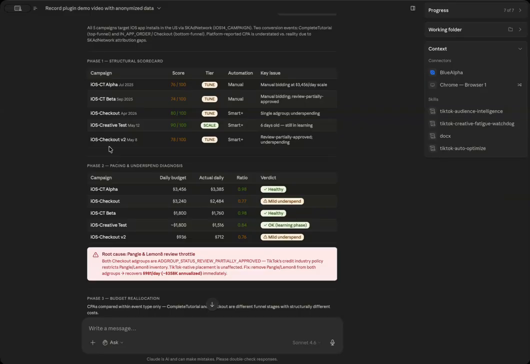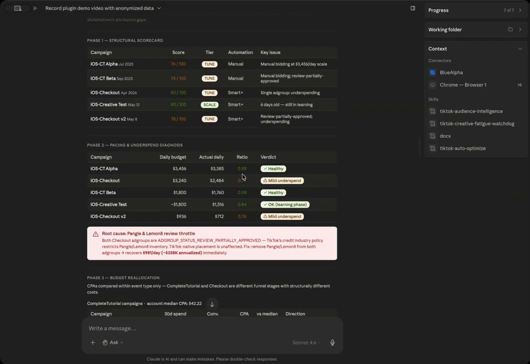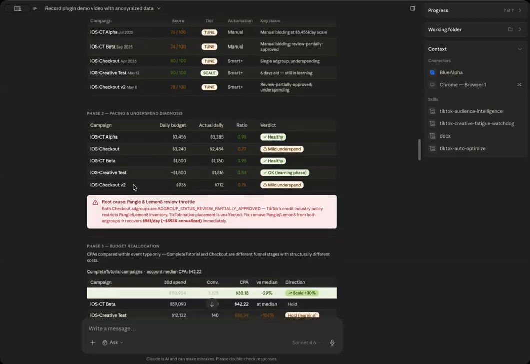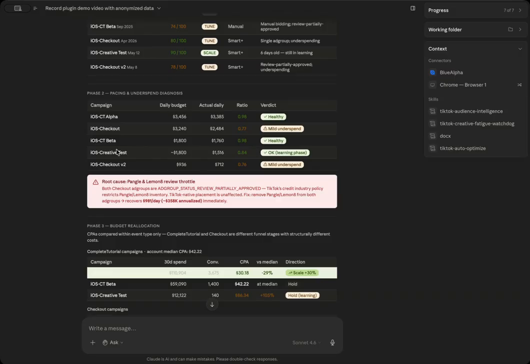And then we have the pacing and underspend diagnosis of the individual ones, and we see that CT Alpha is actually healthy, checkout is mildly underspending, beta is healthy, creative test is still within the learning phase, and checkout is also a mild underspend.